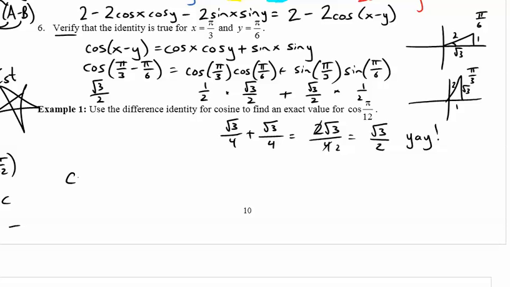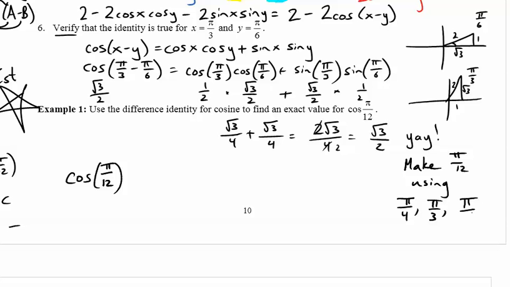Now the problem with cosine of pi over 12 is that there is no special triangle for pi over 12. This is 15 degrees. We don't have any special triangle for 15. So somehow we need to make pi over 12 using only the special angles: pi over 4, pi over 3, or pi over 6, or some combination of those. And we want to use the difference identity, so we want to have something minus something equals pi over 12.